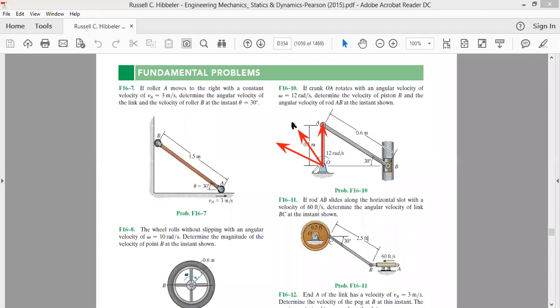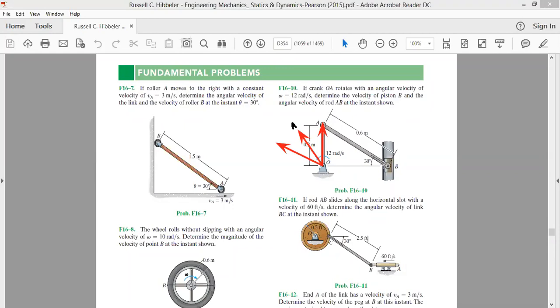At that time, the vector AB, the vector from A to B, will be like this. But what will happen as this A is moving anti-clockwise to its new position? It will pull the link.